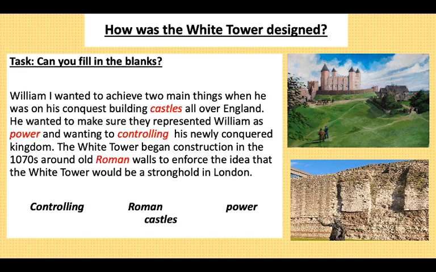So here are the answers. William I wanted to achieve 2 main things when he was on his conquest to building castles all over England. He wanted to make sure that they represented William as powerful, I do apologise, and wanting to control his newly conquered kingdom. The White Tower began construction in the 1070s around old Roman walls to enforce this idea that the White Tower would be a stronghold in London. Okay, so that's just a brief recap on what we've already done so far on the construction of the White Tower.